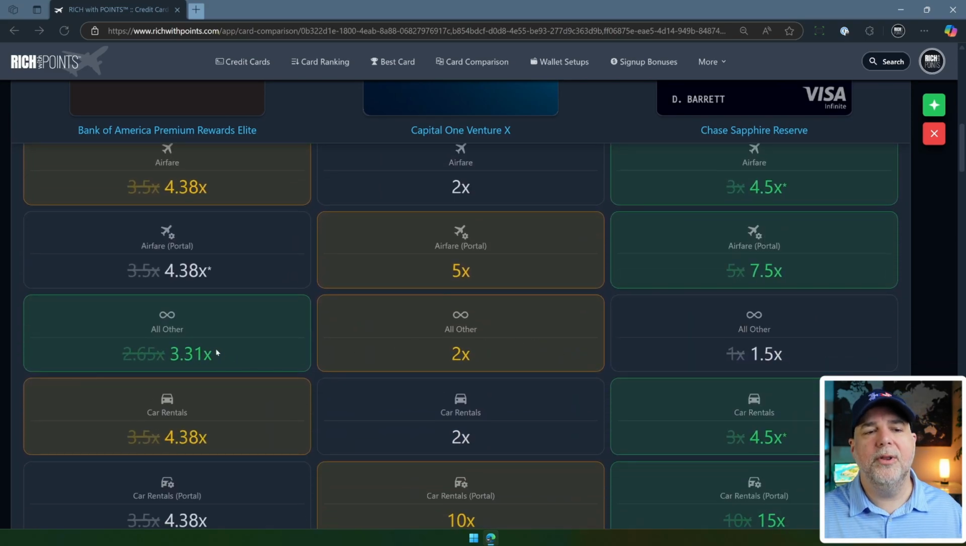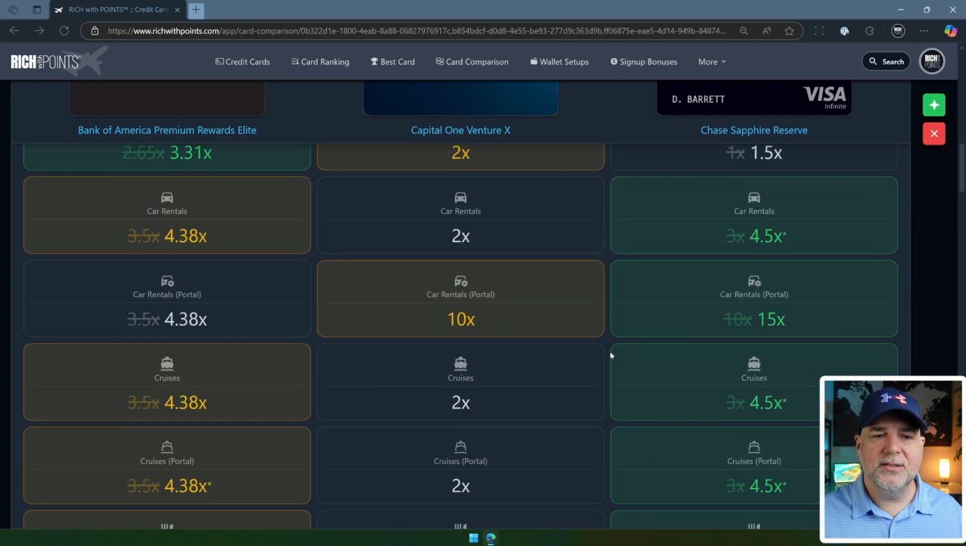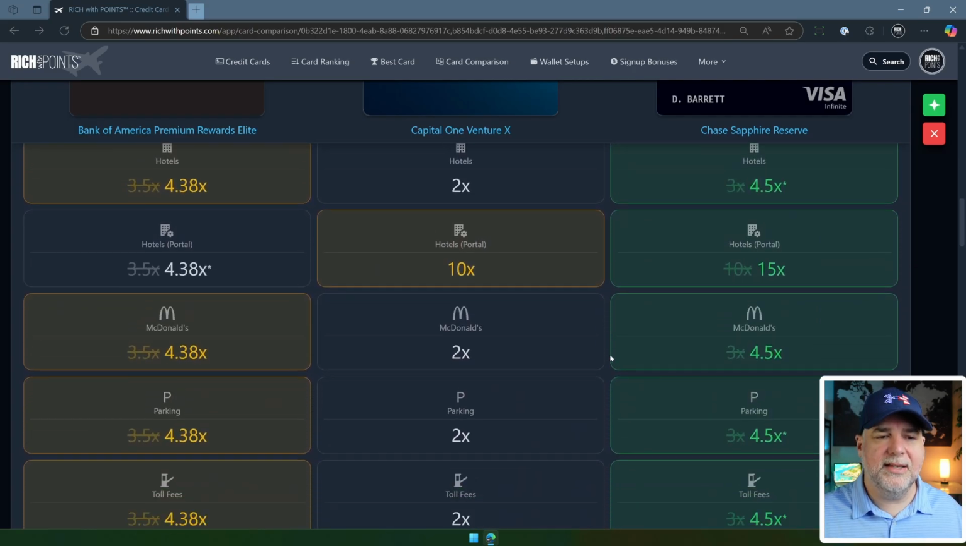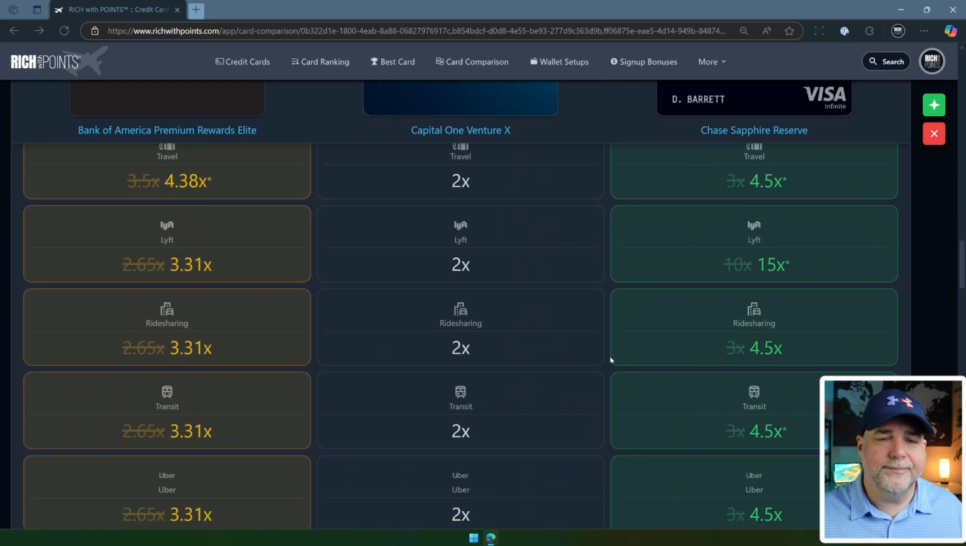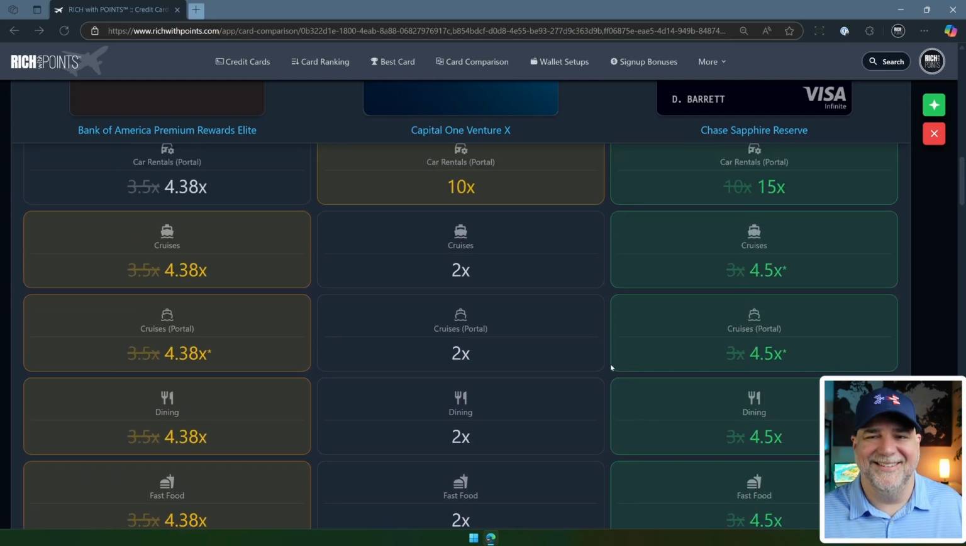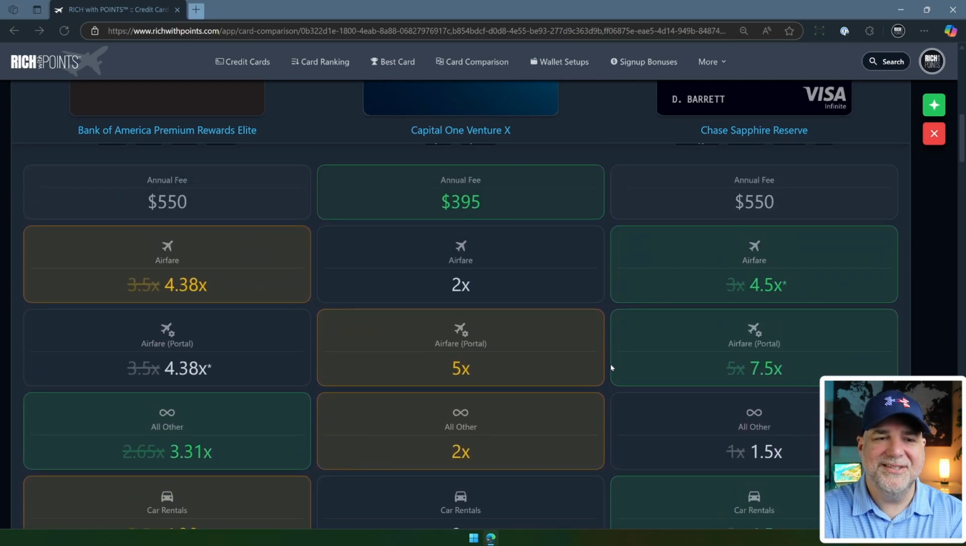We're at 3.31x versus 2x versus 1.5x, and still second for most of these. And yeah, I mean, we're not doing great. And still the reserve is much better.